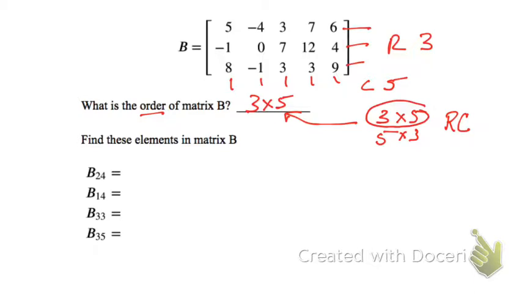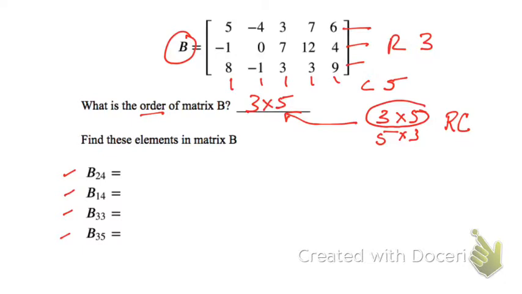Okay. And then I've got 4 elements here for you to find. Again, this is matrice B, so it's B sub 2, 4, 1, 4, 3, 3, and 3, 5. So go ahead and pause and find those real quick before I do it for you, and we'll just make sure we're reading row and column correctly.